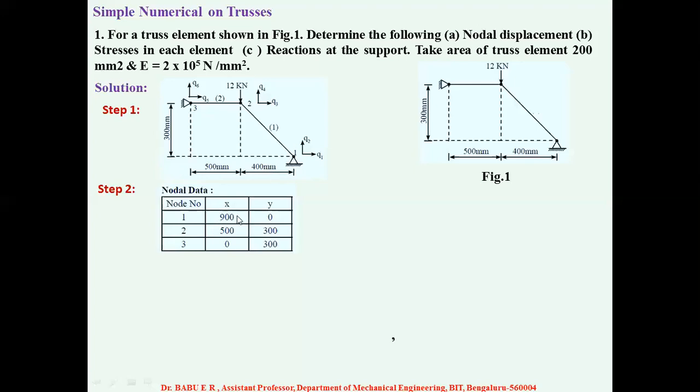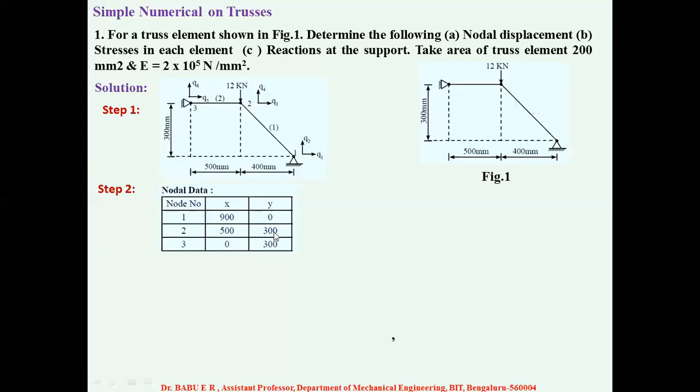So here you enter the value of x coordinate, that is 900. The value of y is 0. Go to node 2. From the origin, node 2 is located at a distance of 500 mm in x direction, and in y direction it is located at a distance of 300. So the coordinates for node 2 will be 500 comma 300.